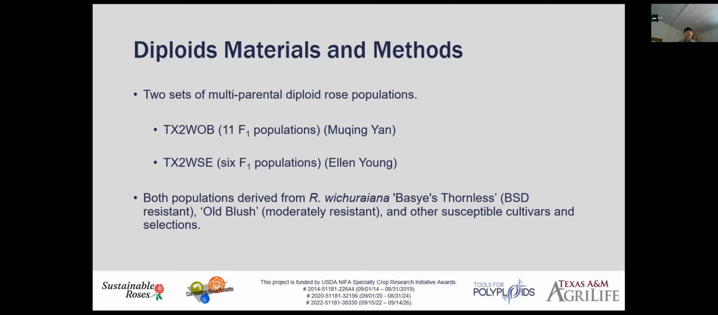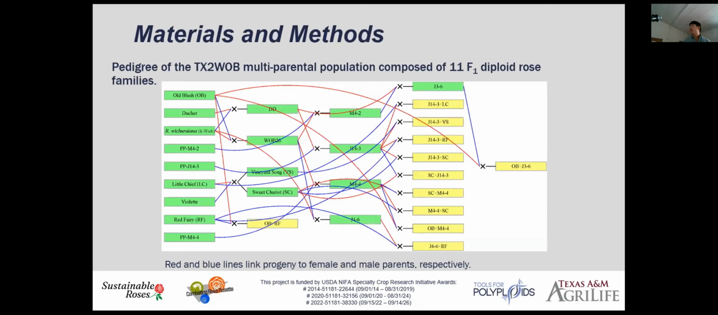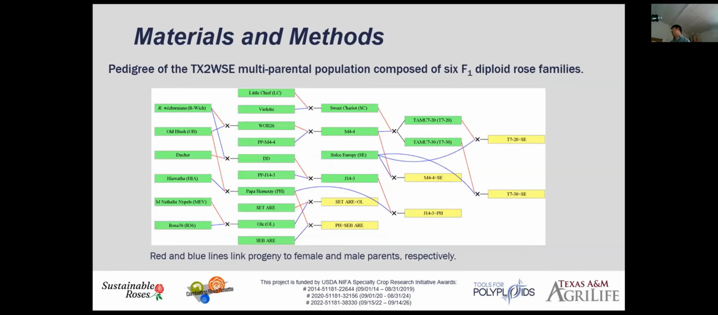And the second set was the TX2WSE populations. There were 6 F1 populations from Ellen, who many of you remember. Those same populations we're planning to use here to look at rose rosette and stuff like that. To give you an idea how messy these are, this is the TX2WOB multi-parental family. So it's a mess. The red lines are the females and the blue lines are the male parents. So this was Mandy's populations, and these were Ellen's populations.